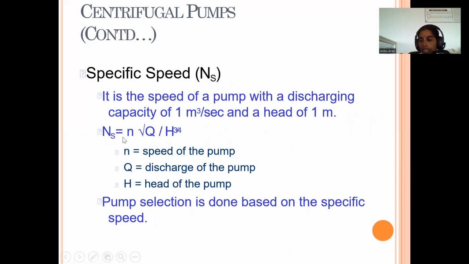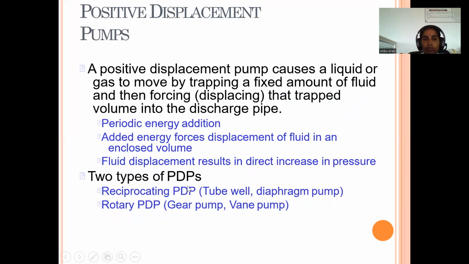Specific speed. It is the speed of a pump with a discharge capacity of 1 meter cube per second and a head of 1 meter. Specific speed is equal to N into root Q divided by H power 3 by 4.